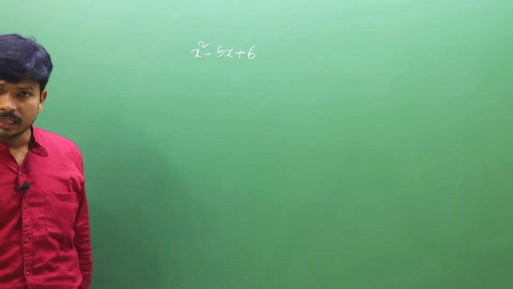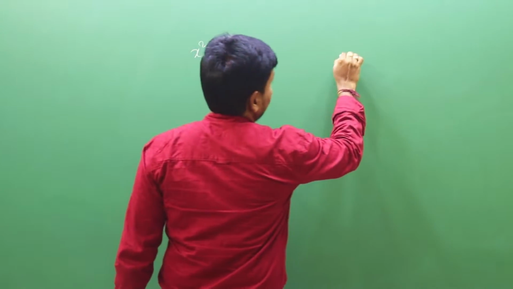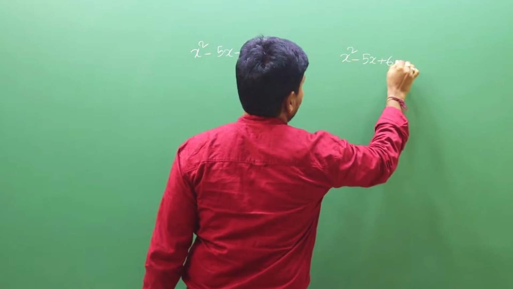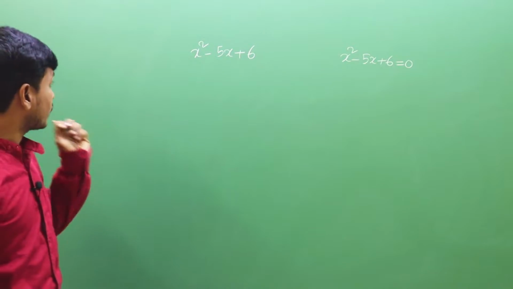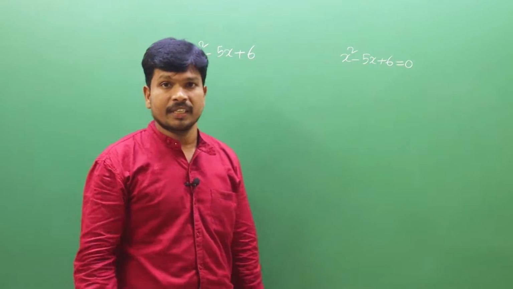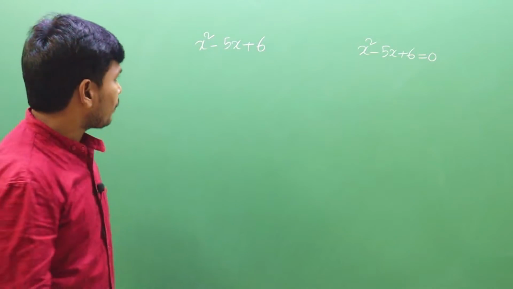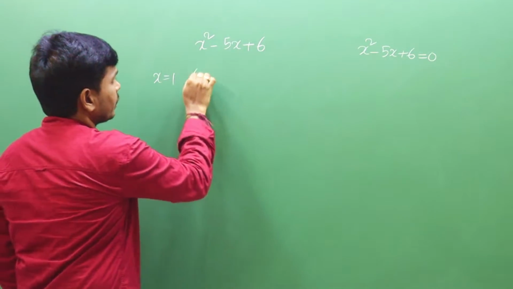Yes, it is an expression because the equal to sign is not there. It is x square minus 5x plus 6 equal to 0. This is the equation and this is the expression. Just we are playing with some numbers. I am giving you one number, x equal to 1, substitute it.